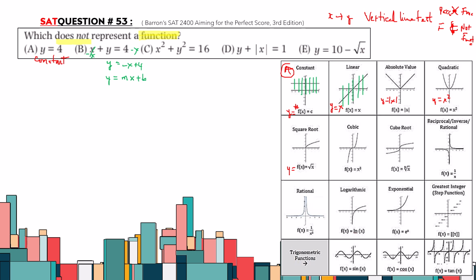Because it's a function, we're not choosing it, so let's skip C. For D, if we solve for y, it equals negative absolute value of x plus 1. This looks like an absolute value function, so that looks good as well. So not D, because D is an absolute value function. Something looks like this. So this is D, and B looks like that.